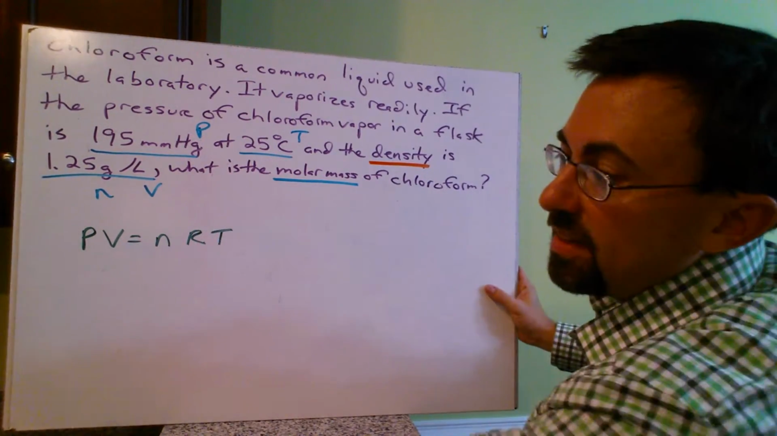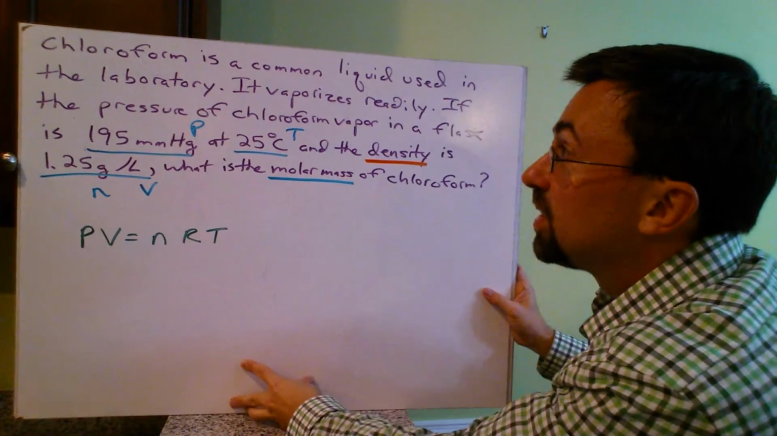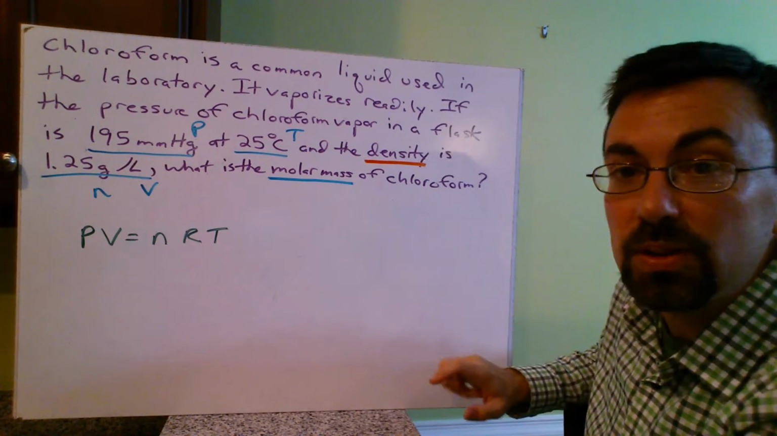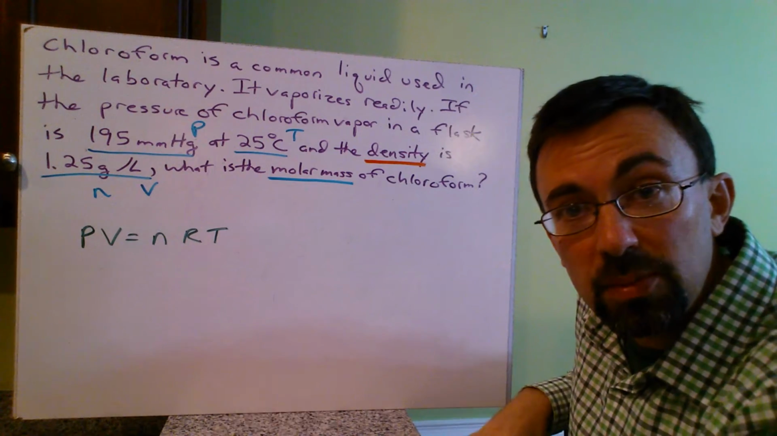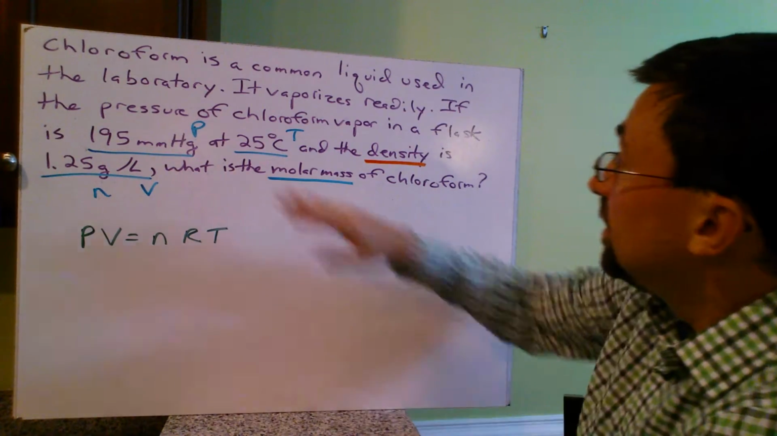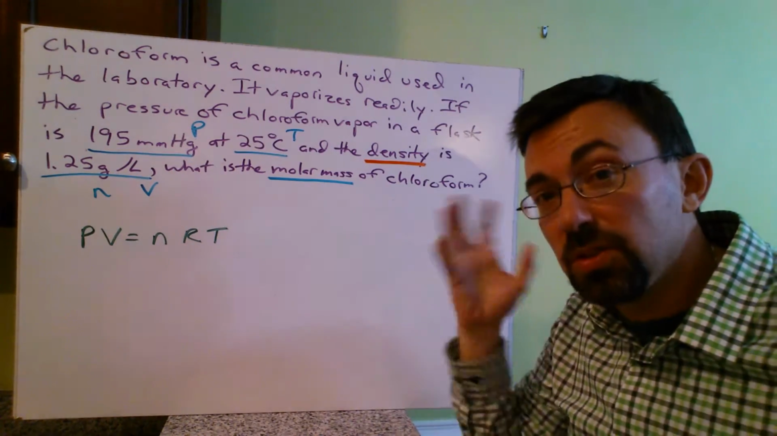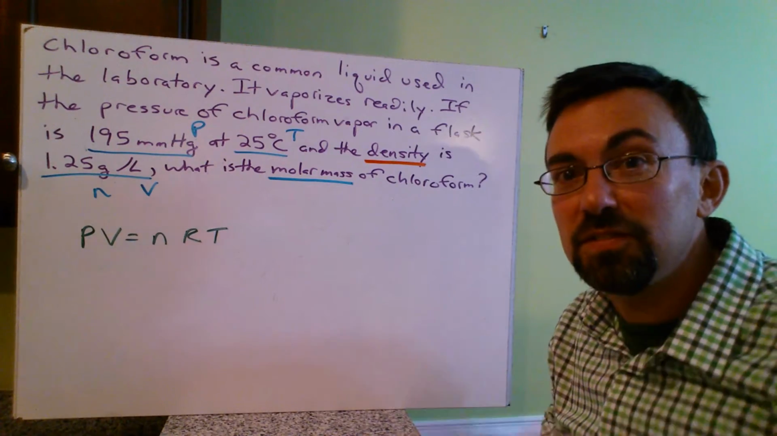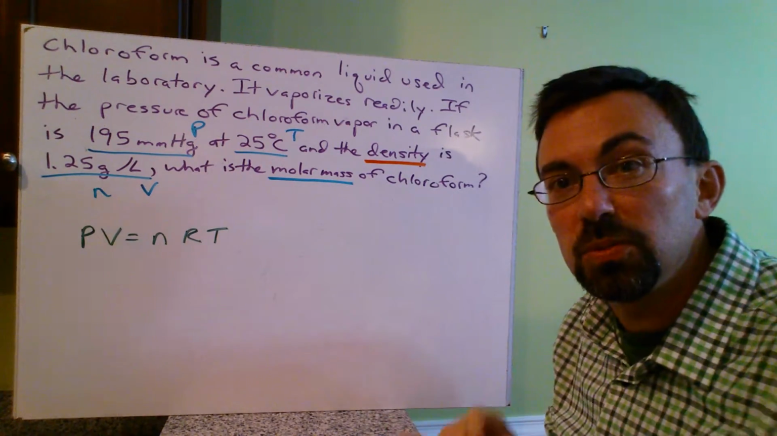So, again, it's a gas problem. I want you to underline everything, put symbols. Chloroform is a common liquid used in the laboratory. The sentence doesn't matter other than to properly excite you for the problem. Now that you're all excited, it vaporizes readily. Now I'm super duper excited. I got 2 sentences of filler. That's fantastic. I'm super duper excited.